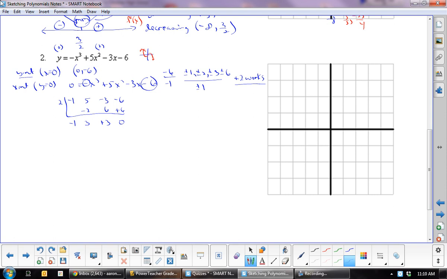Okay, if you didn't get 0, not good. Either you messed up somewhere in the synthetic division, or 2 was never a root when you put it in the first time. So, guys, everything okay back there? So now I am dealing with x minus 2, and -1x squared plus 3x plus 3.